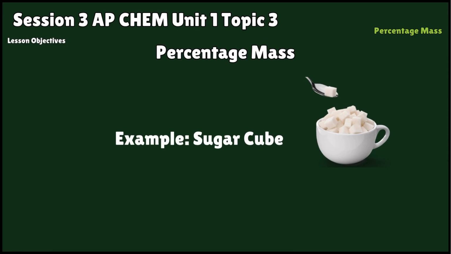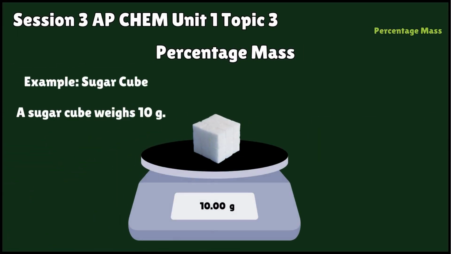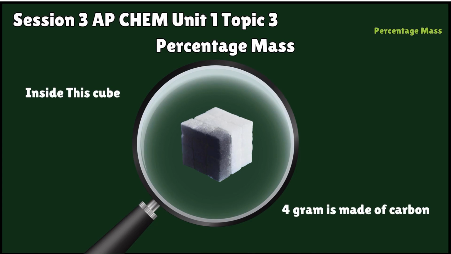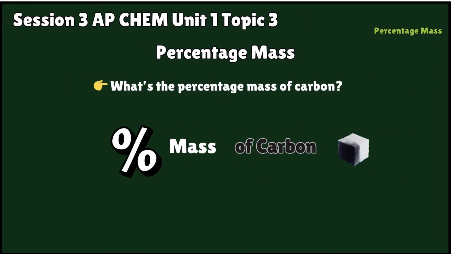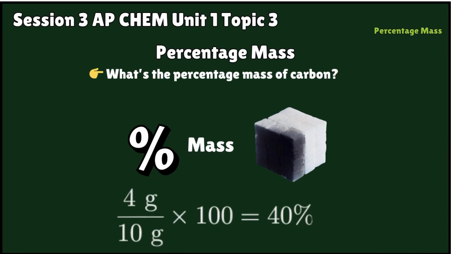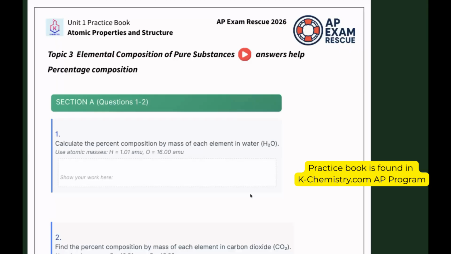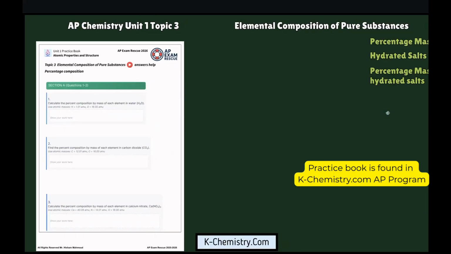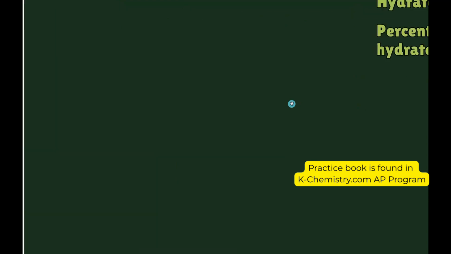So, an example is a sugar cube. If I have a sugar cube, which is 10 grams on the balance, and I know inside it 4 grams is made of carbon, what is the percentage mass of carbon in the cube? Simply, you will just divide the mass of the carbon, which is 4 grams, by the mass of the cube, which is 10 grams, and multiply this by 100. Now, let's go to our practice book. That will help us to practice questions on the percentage mass topic. And let's see our first question.